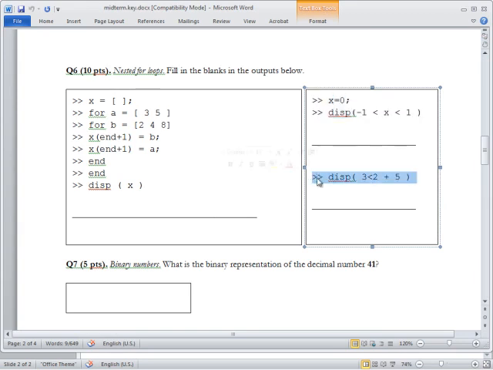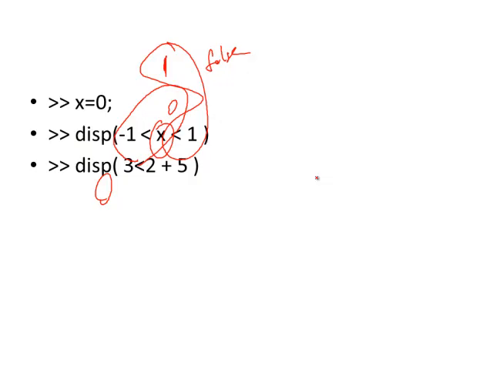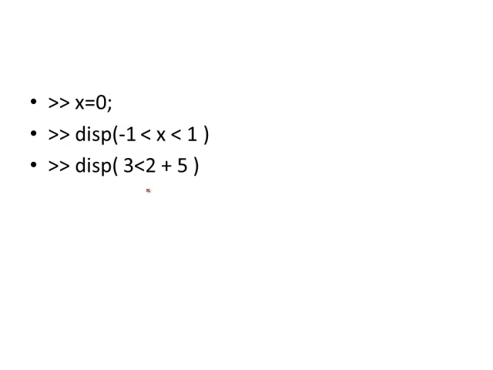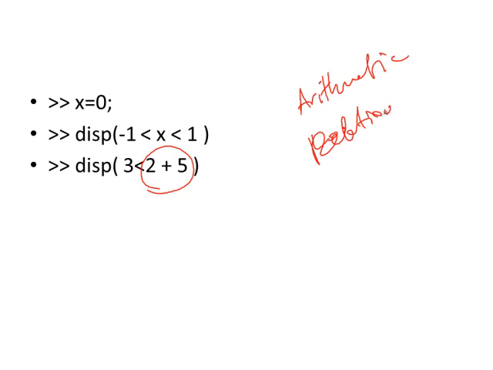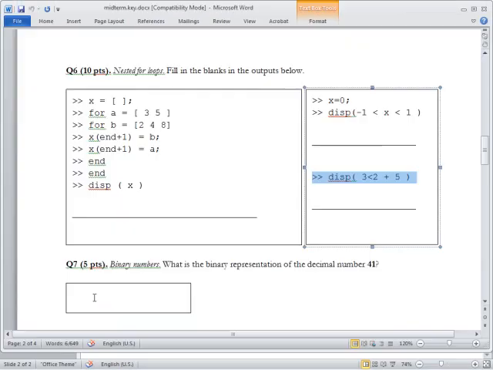The next question is operator precedence. You first apply the arithmetic operations. So remember, it was arithmetic, and then relational, and then logical operations. Okay. So 2 plus 5 is 7. 3 less than 7 is true, which is 1. And when you display that, you'll get a 1. So the answer for this question was 1.